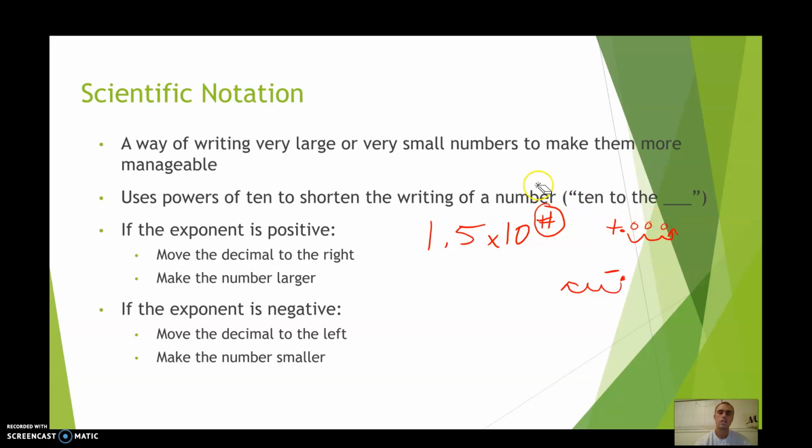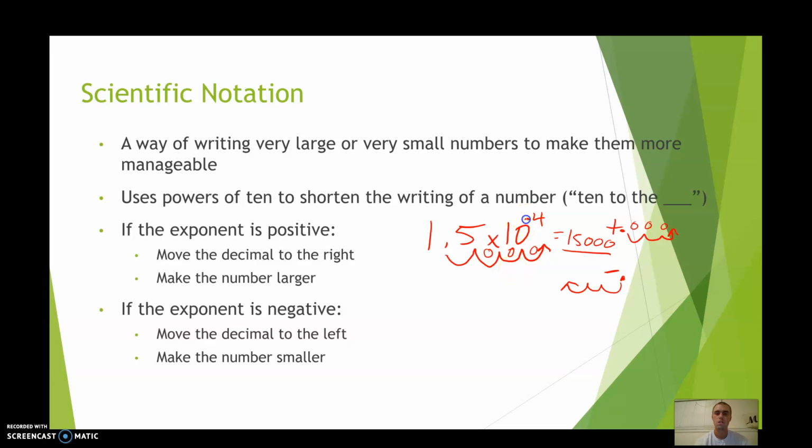So let's say that this is 1.5 times 10 to the 4th. This decimal would go 1, 2, 3, 4 spots this way, and then I would fill in 0, 0, 0 there. So then the number would be 1, 5, and then 0, 0, 0. So it would be 15,000.